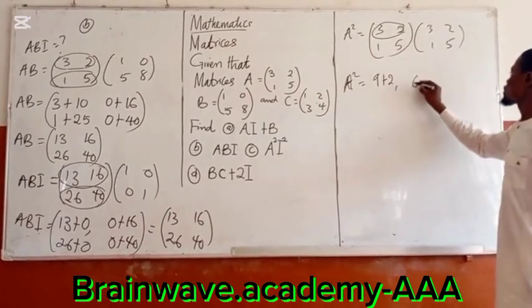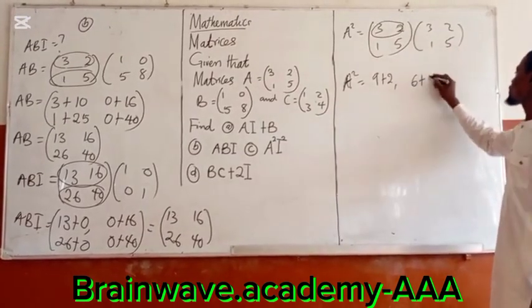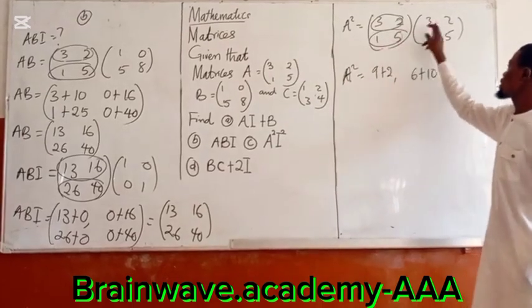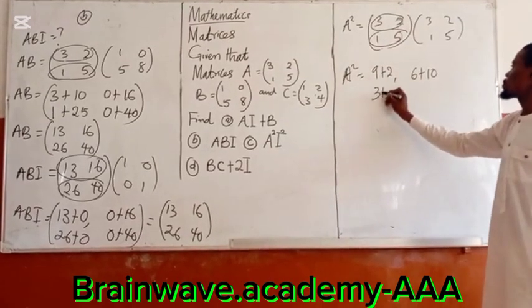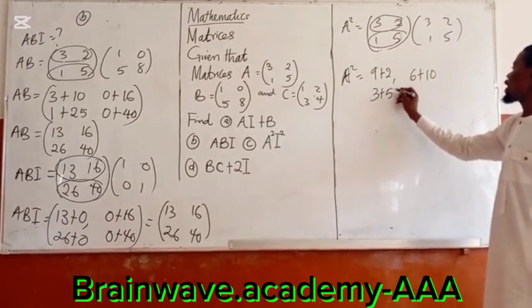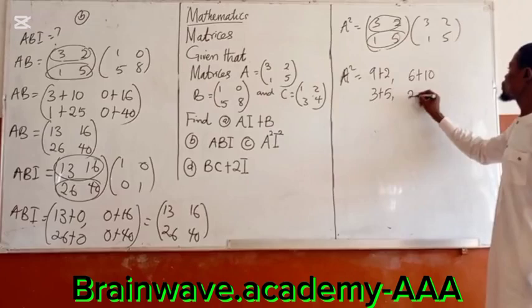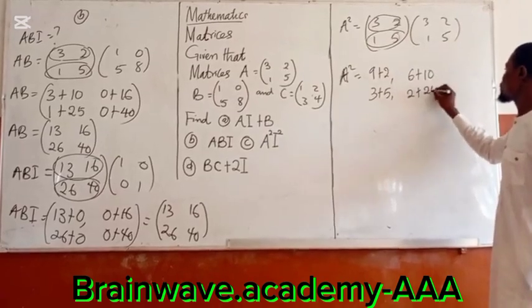3 times 2 is 6, plus 2 times 5 is 10. I'm done with the first row. Then the second row: 1 times 3 is 3, plus 5 times 1 is 5. 1 times 2 is 2, plus 5 times 5 is 25.